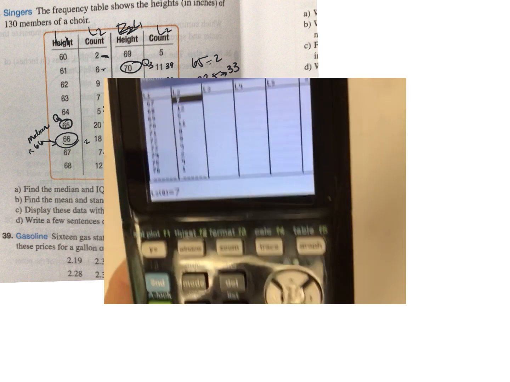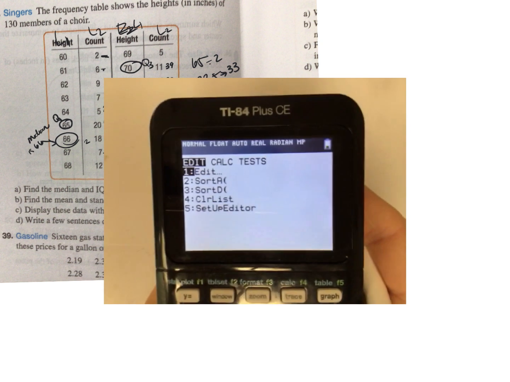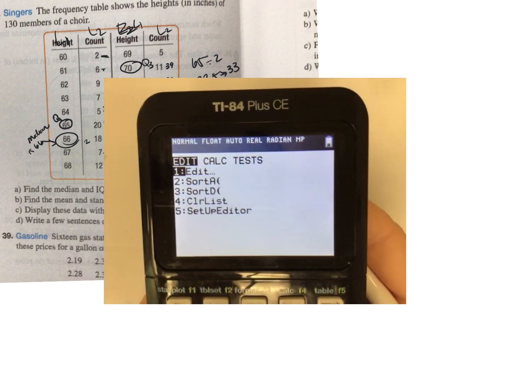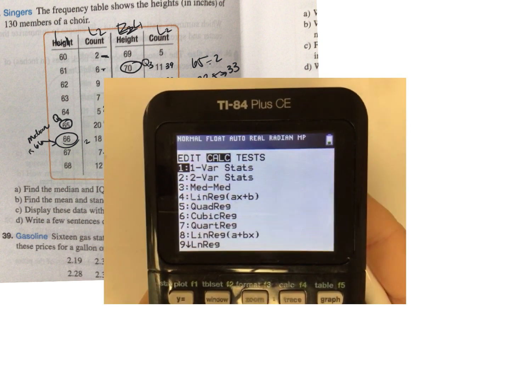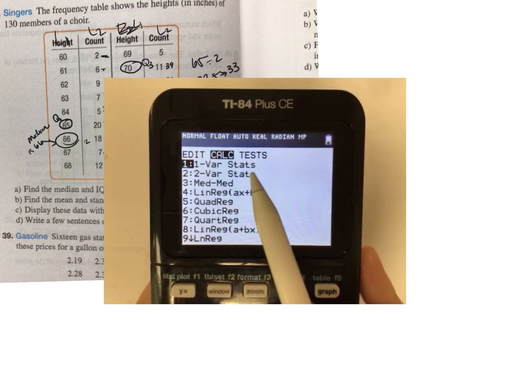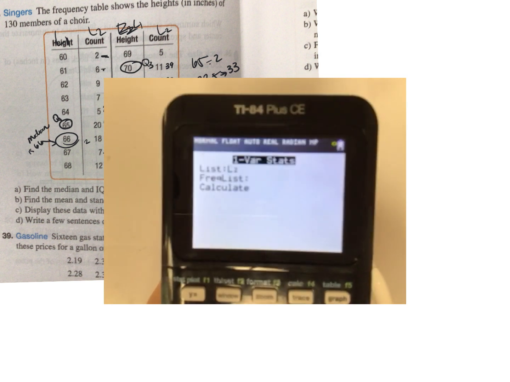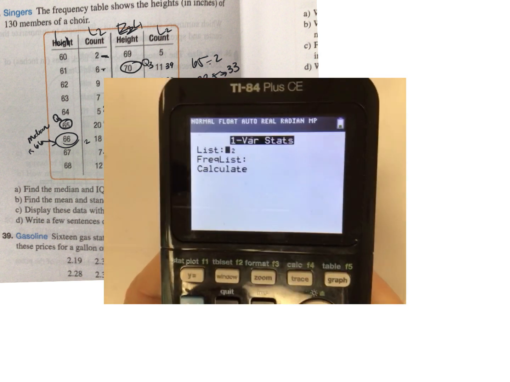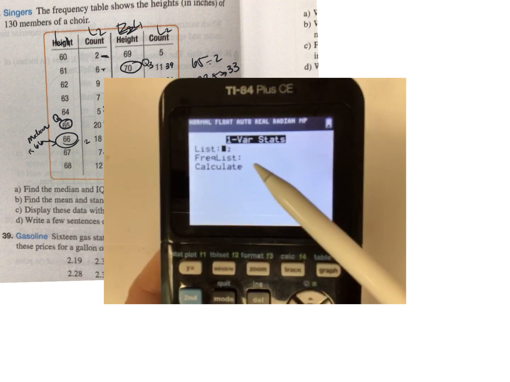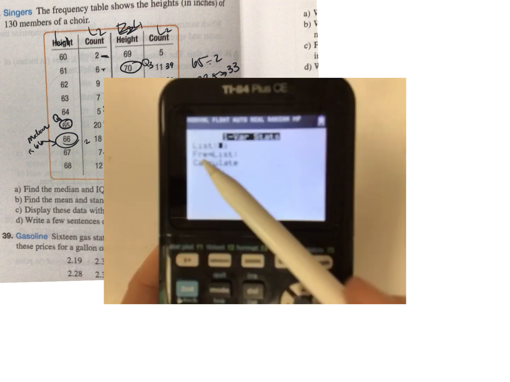Okay. All right, you're going to go to the stat, and it gives you the edit and the calculate and the test menu. You're going to go over to calculate. And we have one variable statistics. So we're going to hit enter on number 1. And our data is in list 1 and list 2. That's where I put mine. List 1 is my values, list 2 is my frequency.